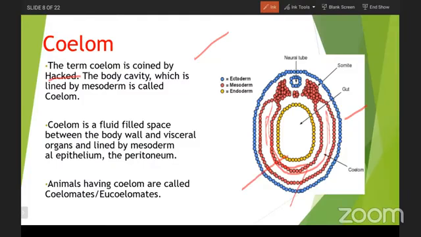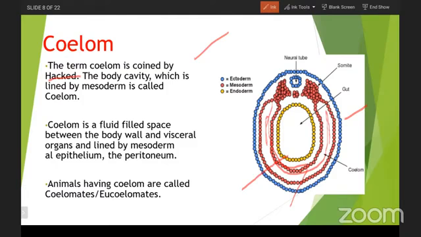The coelom is a fluid filled space between the body wall and visceral organs. Let me explain. What are the visceral organs? The largest organs which are present in our body at the abdominal region are called visceral organs. And body wall means the outer covering area. So here this is the gut and this is the body wall.